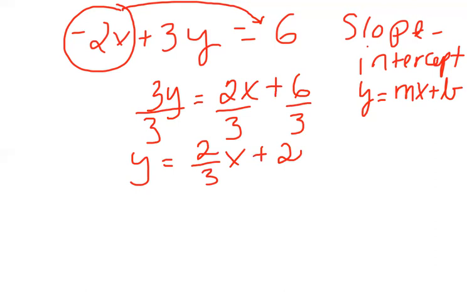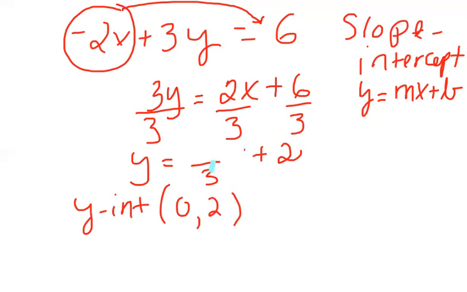So once you have it in that form, you can definitely eyeball this and say, oh, my y-intercept is (0, 2). Remember, guys, when you're doing this, you are simply getting rid of that.